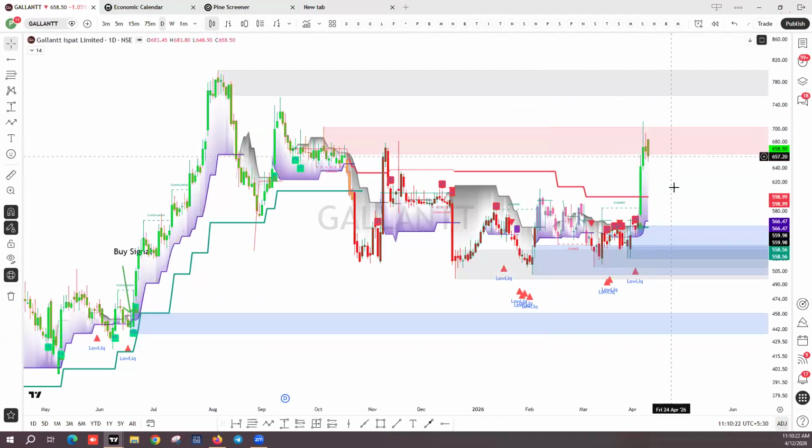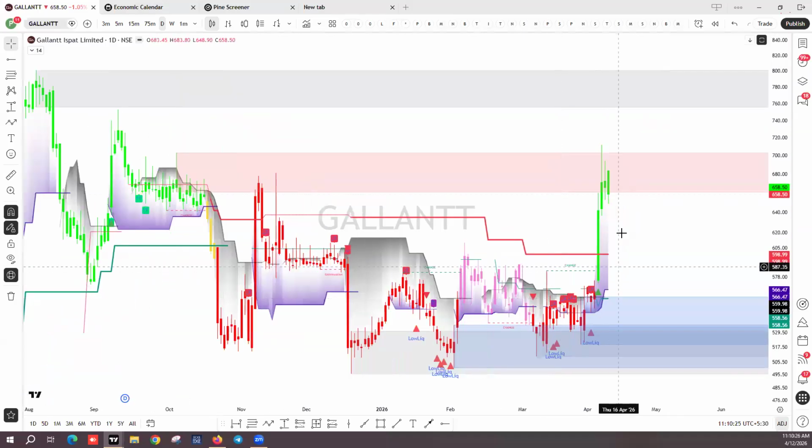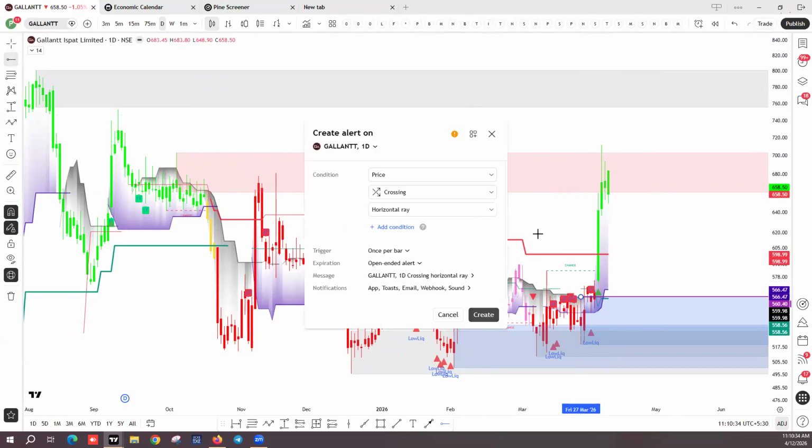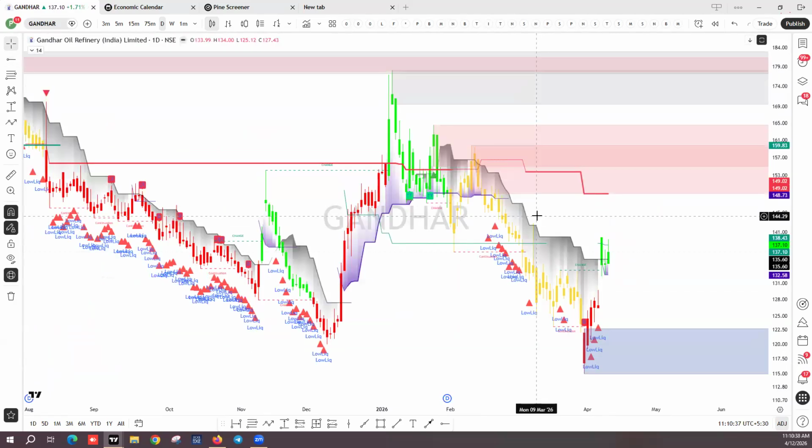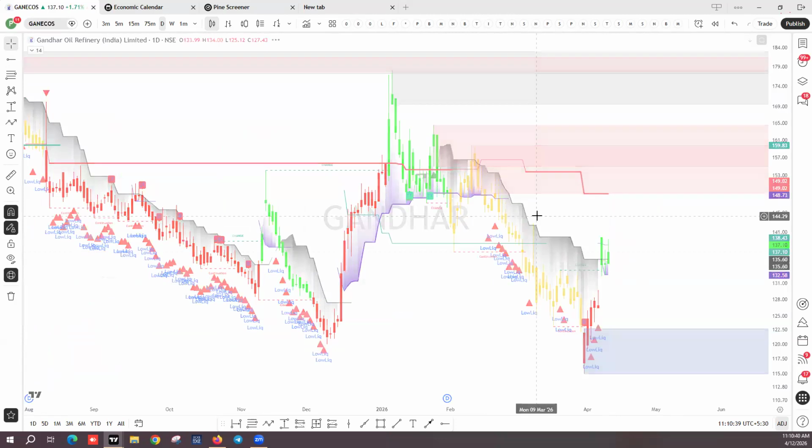Gallant has turned to green color and bearish bias is absent, bearish bias is present. This is bullish bias, so it can come down up to this bullish bias, give me retracement entry. I'll place alert there. Low liquidity stock, let it go.